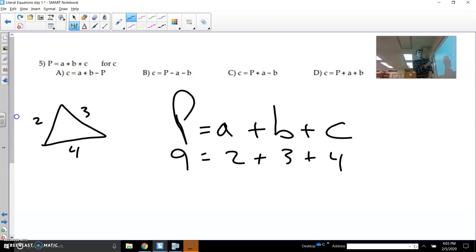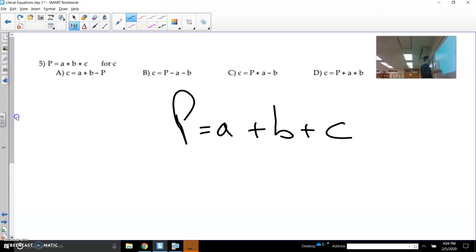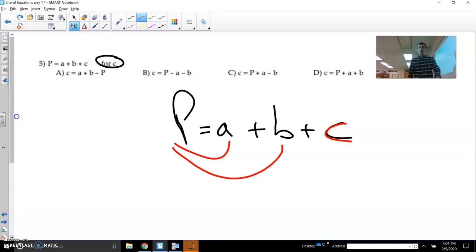But what if I wanted to change the formula where I knew the perimeter, but I wanted to solve for one specific side that I didn't know? And so what I want to do is look for what I'm solving for. It wants me to solve for C. So that means I really need to lock in on moving A, and I need to also lock in on moving B. So tell me which one you think is correct for this one, and we'll check your work in class tomorrow.